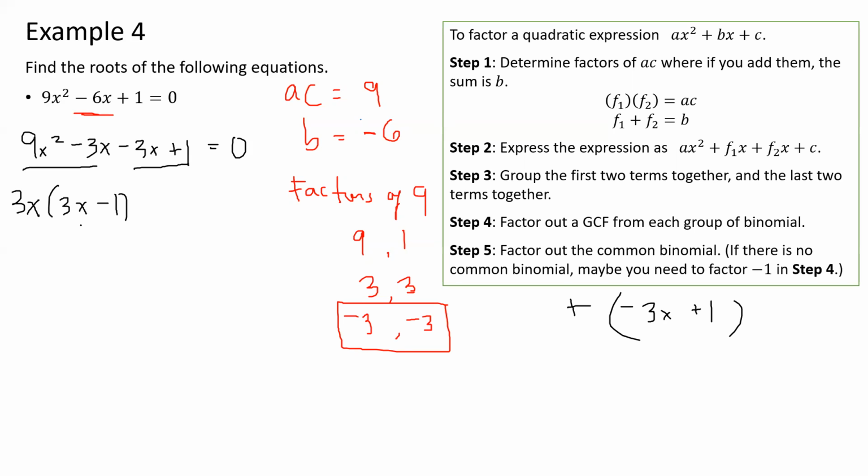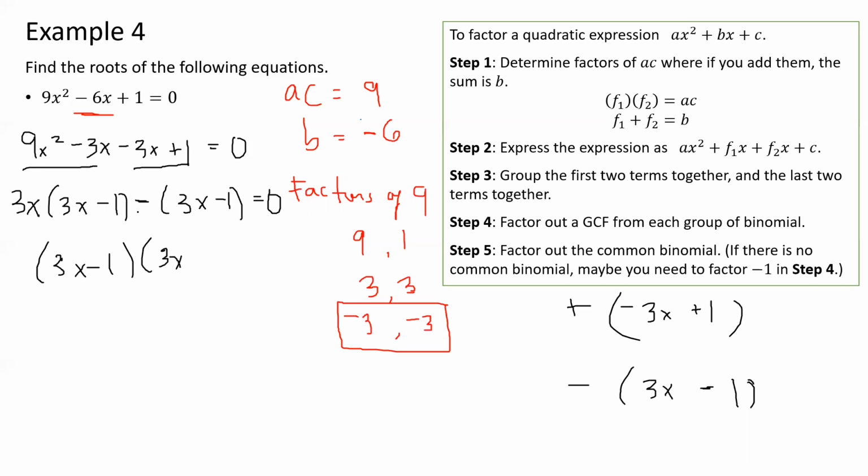However, we want to have the same binomial. So we can factor out negative 1 here. So we will get negative of 3x minus 1. Okay. So we can write minus 3x minus 1 equals 0. Since both of them have 3x minus 1, there's another factor here, this is 3x, okay, minus 1. So we didn't write 1 anymore.